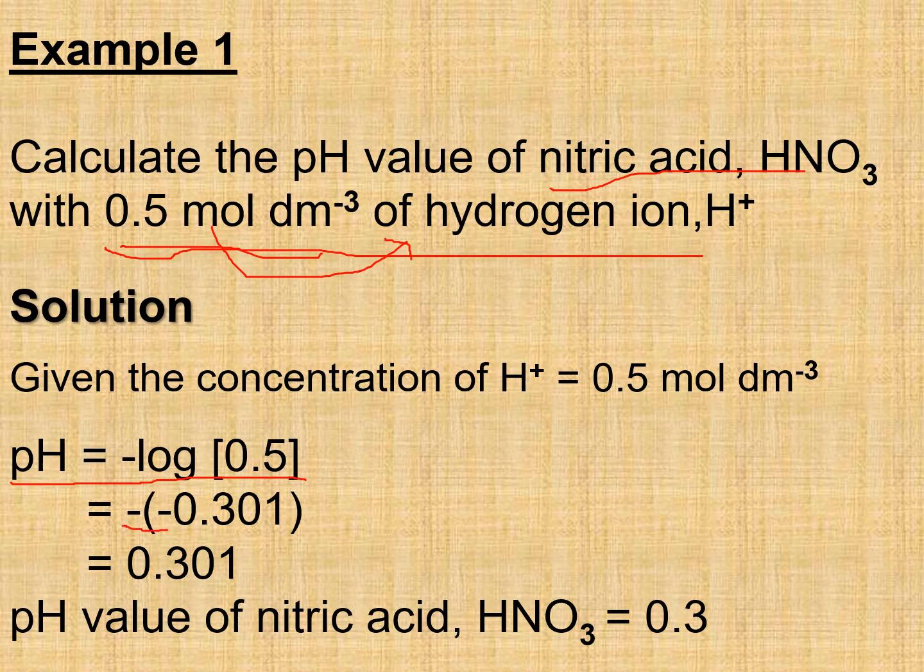Okay, the negative here is from negative log. So when negative times negative, it will become positive, and your pH will be 0.301. It is a very strong acid. Okay, pH value of nitric acid is 0.3. So your answer, just leave it as 1 or maybe 2 decimal places.